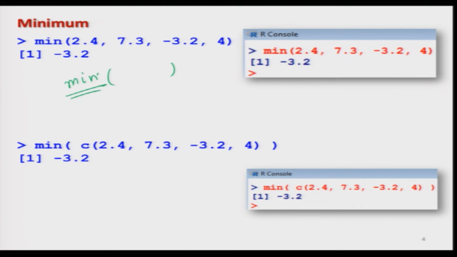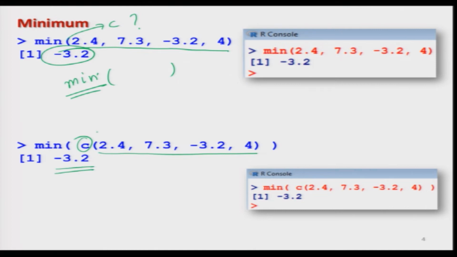And for minimum also I have the same issue. If you use the command C or don't use the command C to input the data, it will give you the correct value. For example, you can see here that I am trying to find out the minimum of 2.4, 7.3, minus 3.2 and 4, and it is giving me the answer minus 3.2. But here I am not using the C command. In case you use the C command here, then the minimum of those values 2.4, 7.3, minus 3.2 and 4 is again minus 3.2. So, once again I will suggest that you do not get into this complication and simply use the C command when you are entering the data.